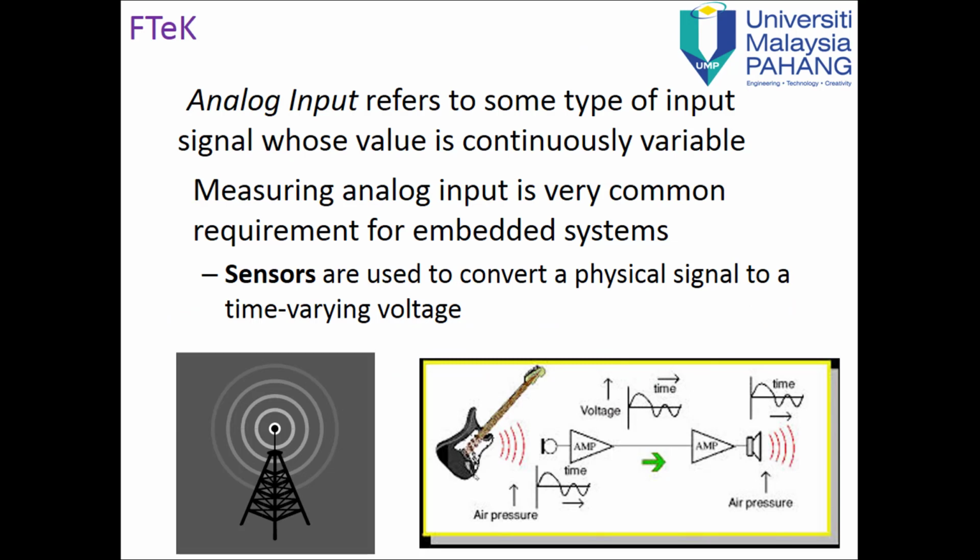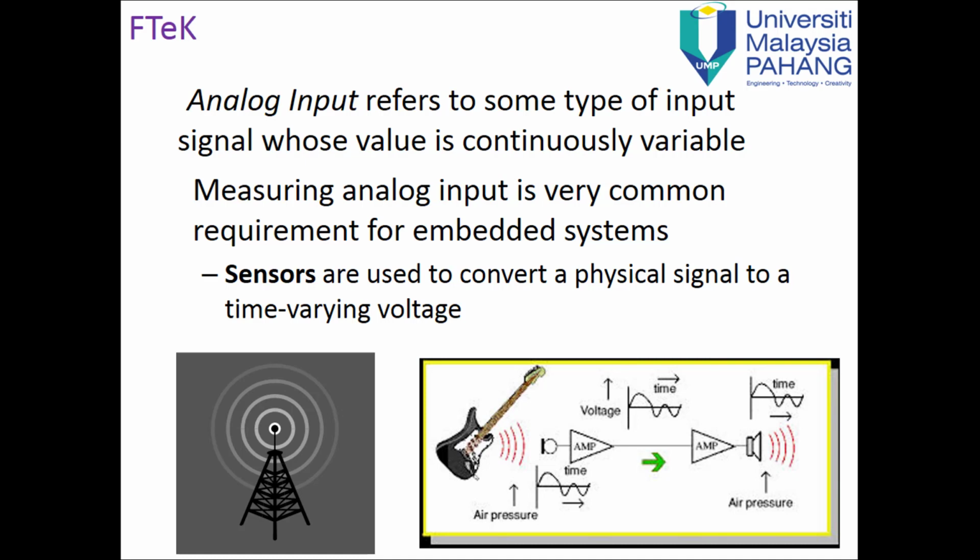Analog input usually refers to some types of input signals which have a continuous value. So its value is continuously variable. It varies with time. Measuring analog input is a very common requirement for embedded systems because we are going to use sensors. So what are sensors? Sensors are actually converters which are used to convert physical signals to time-varying voltage. So signals always will give voltage. In AVR microcontrollers and Arduino, most of the sensors vary between 0 to 5 volts.